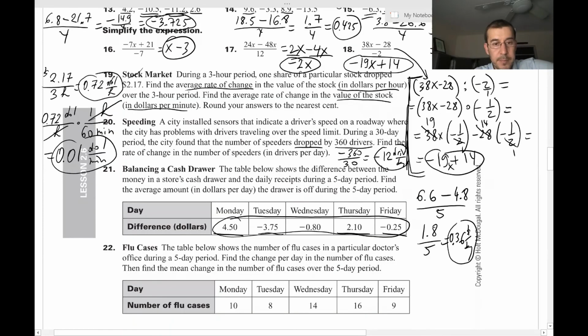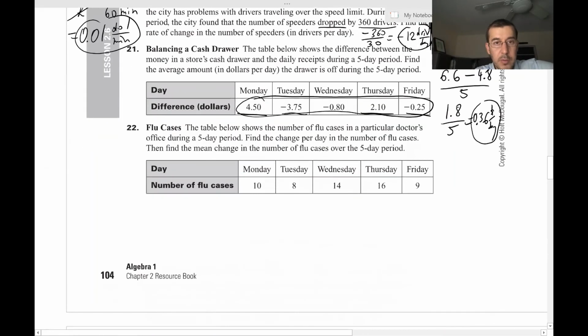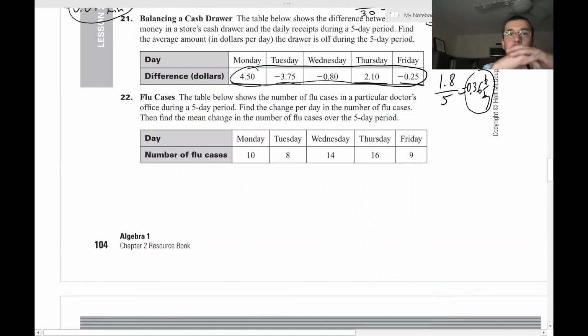22. Flu cases. The table below shows the number of flu cases in a particular doctor's office during a 5-day period. Find the change per day. Okay, change per day. So Monday through Tuesday, the change per day is going to be -2 from Monday to Tuesday. From Tuesday to Wednesday, the change is going to be +6. It's basically 14 minus 8. This is 8 minus 10, so it's -2.